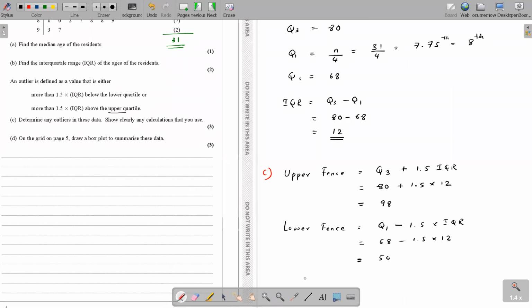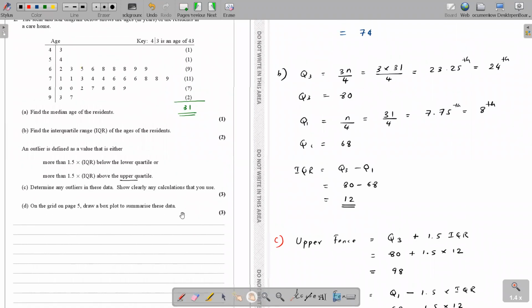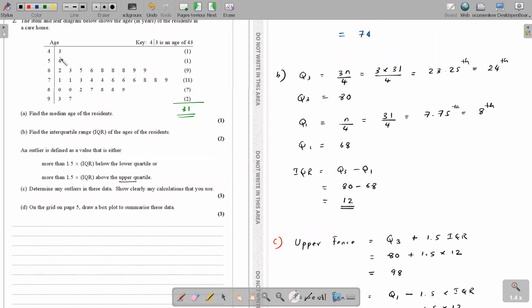So now all you have to do is take these two fences. 98 is the upper value, 50 is the lower value. Check whether there are any data points exceeding 98 or lower than 50. So do we have anything? 40, 43, 50. Okay, 54 no, 43 is below 50. What about the upper fence, 98? Anyone exceeding 98? No, 97. Okay, so that is fine. Do you guys get me?